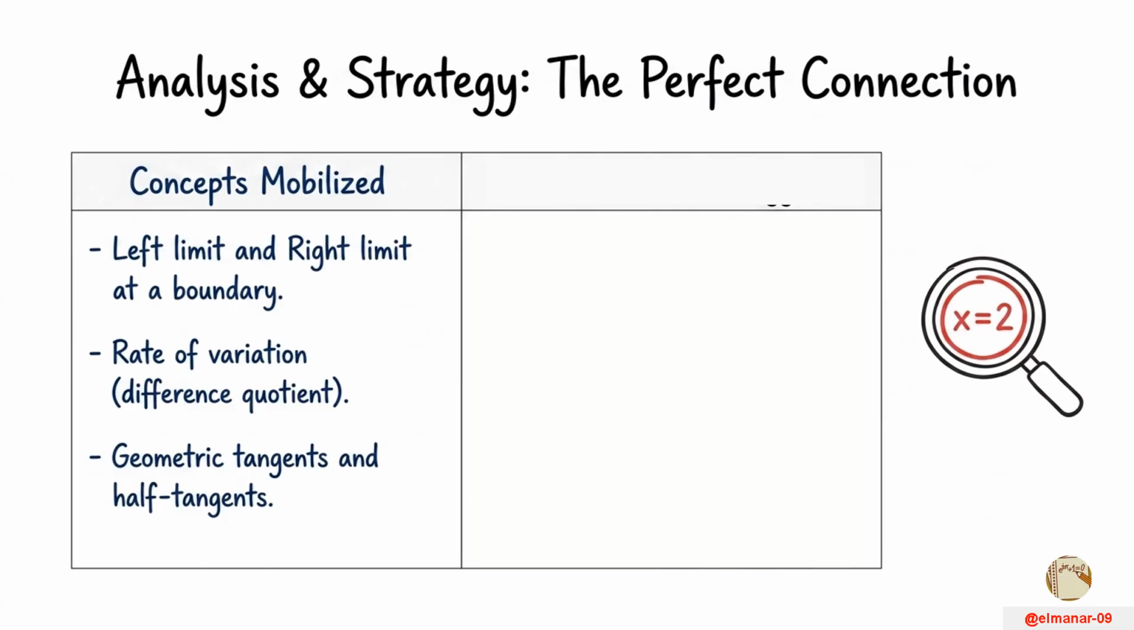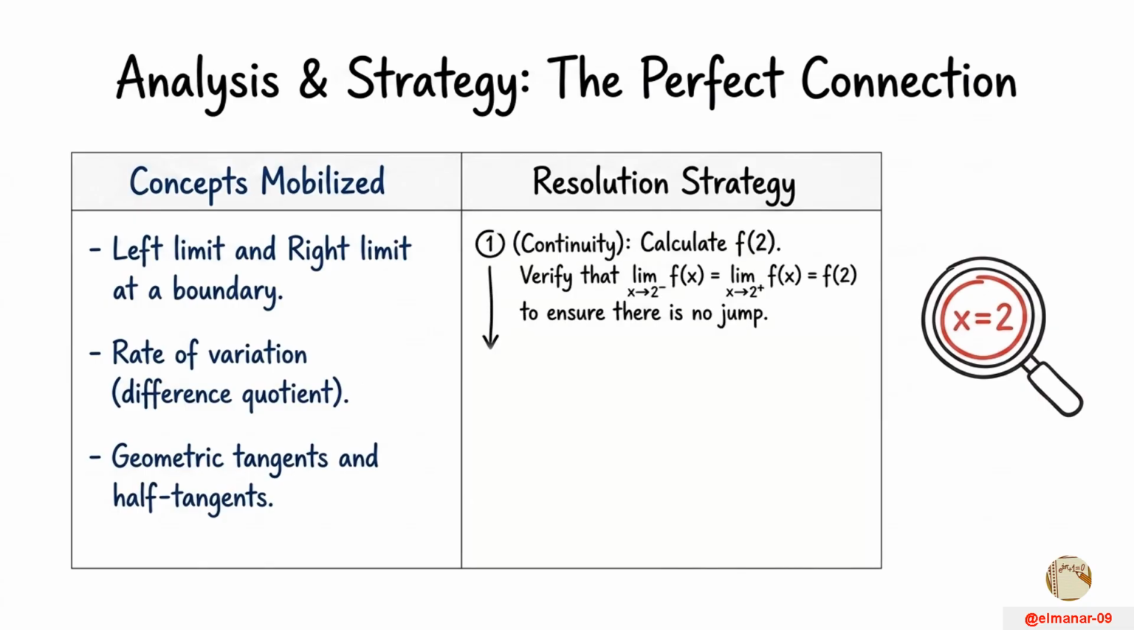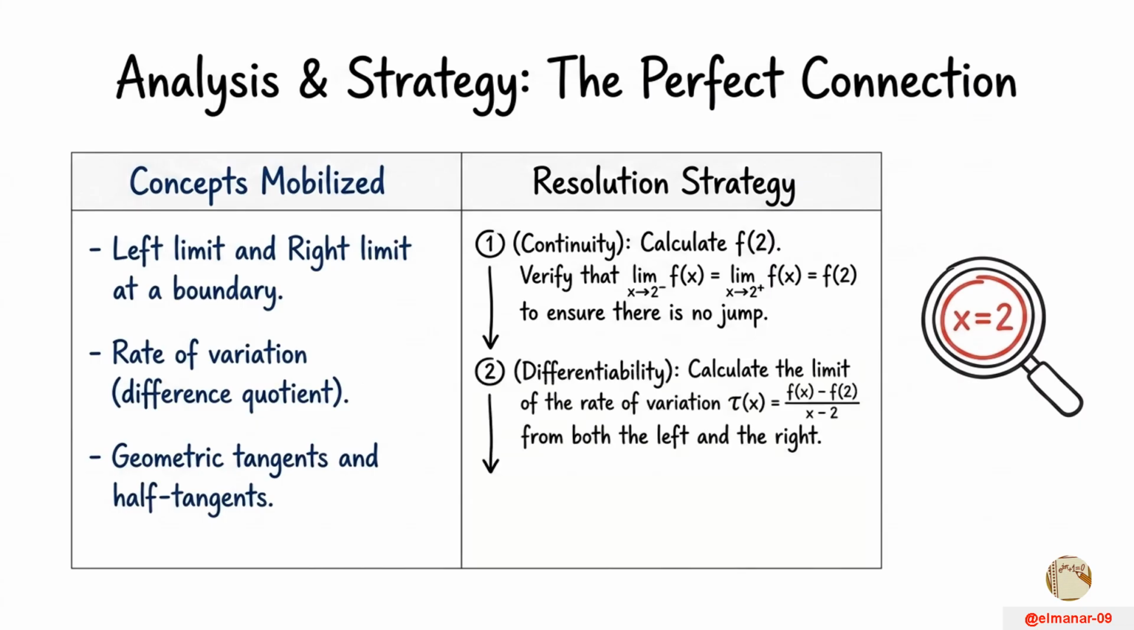Our strategy is simple. First, verify continuity by checking if the limits from both sides equal f of 2. Second, check differentiability by calculating the limit of the rate of variation from both directions. Third, compare the slopes. If the slopes match, we have a smooth tangent. If they don't, we have an angular point. It's like being a construction engineer checking if two pieces of a bridge align perfectly.